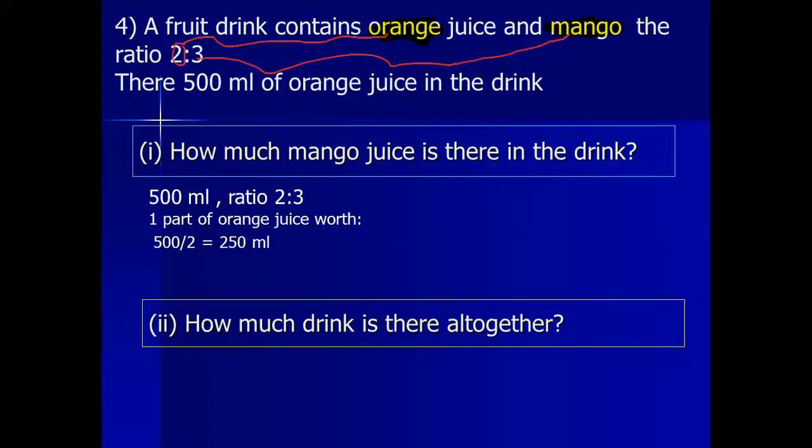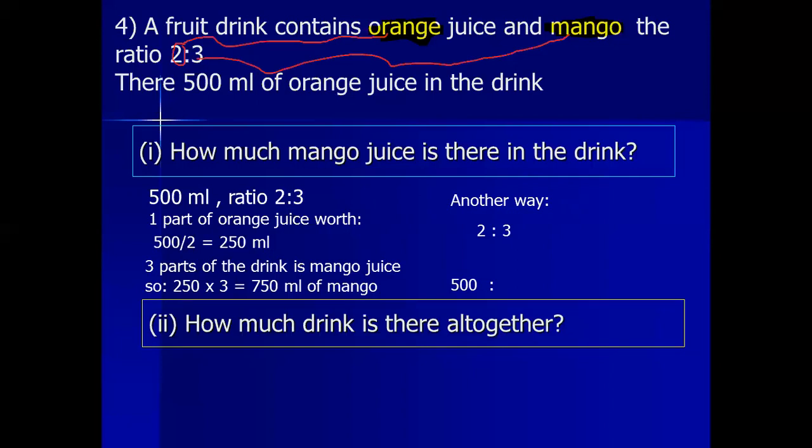Now, mango represents 3 parts. So one part is 250. Now 250 times how many parts? 3 parts of the drink are mango juice. So 250 times 3 becomes 750, guys. Now, how much drink is there altogether, guys? Altogether means I will find the total, which is 500 plus 750.